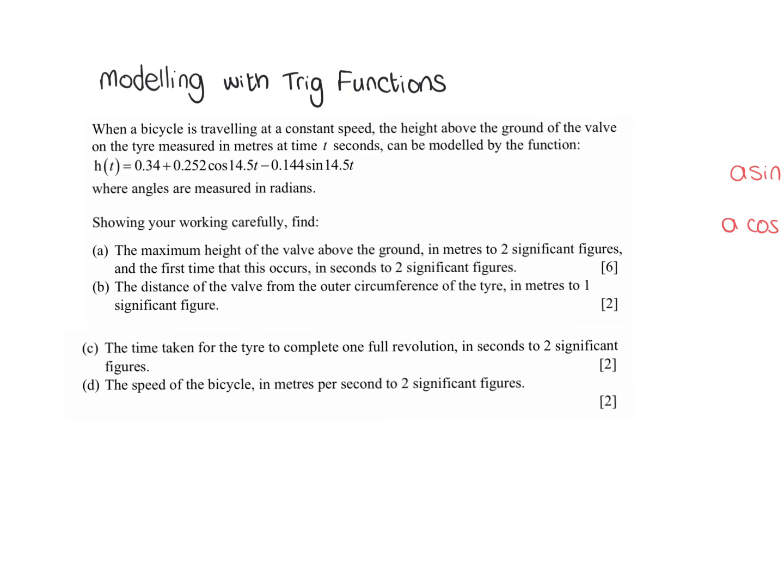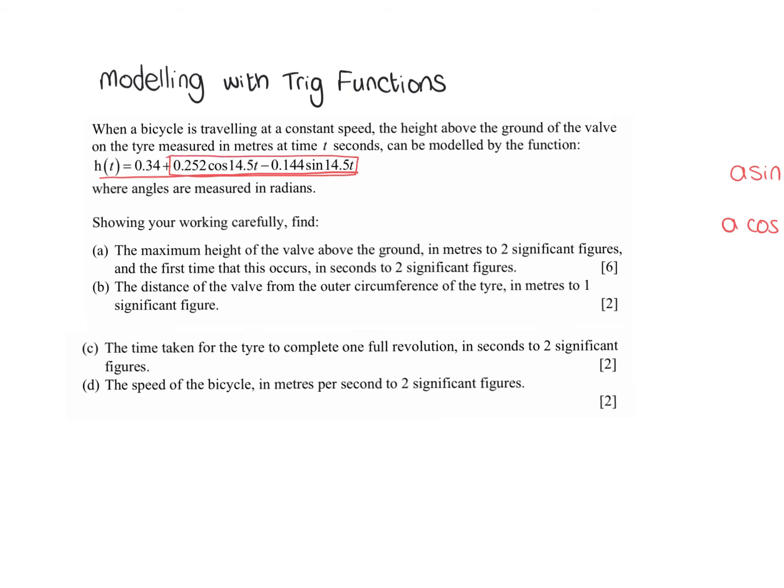If we read the question, it says, a bicycle is travelling at constant speed. The height above the ground of the valve of the tyre, measured in metres at a time t, can be modelled by this function. So if we're modelling it with this function, I'm going to try and rewrite this function into one of these R sine or cos forms. The 0.34 bit at the start I can ignore, so I'm just going to look at this second bit here.